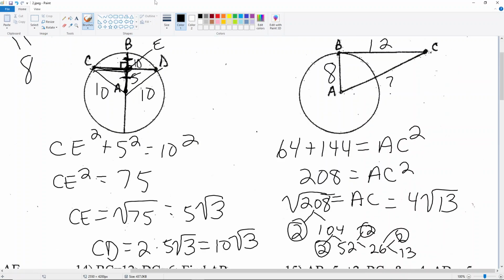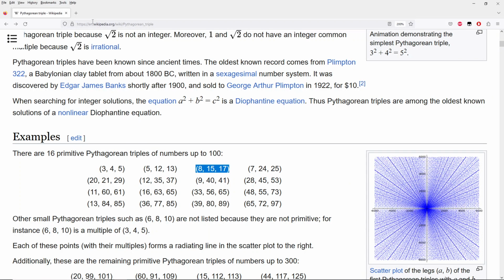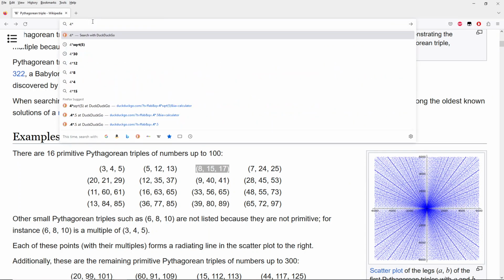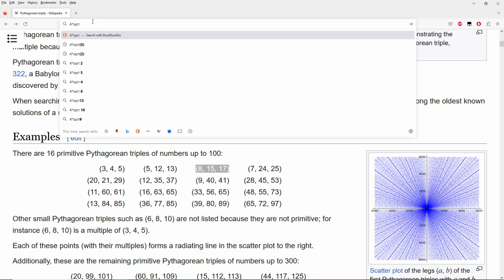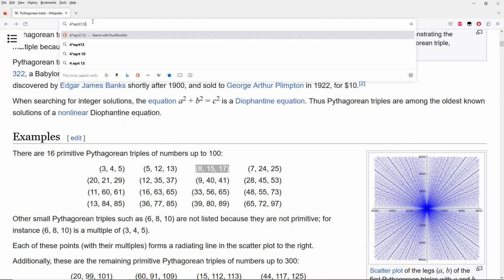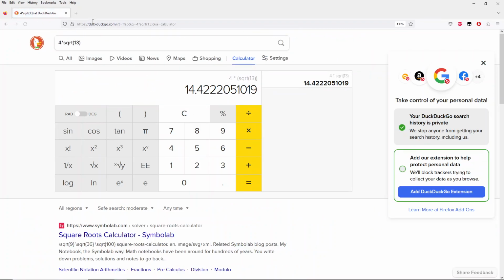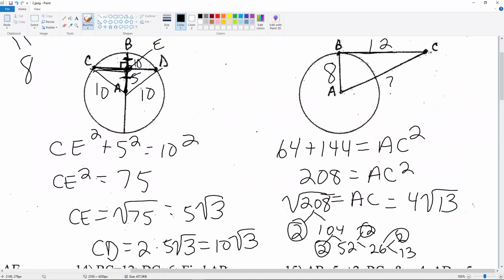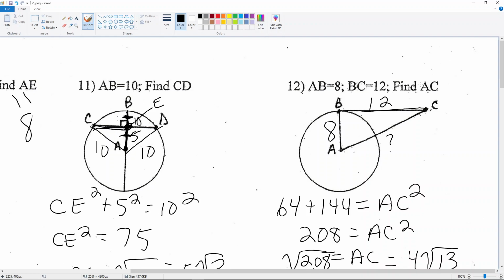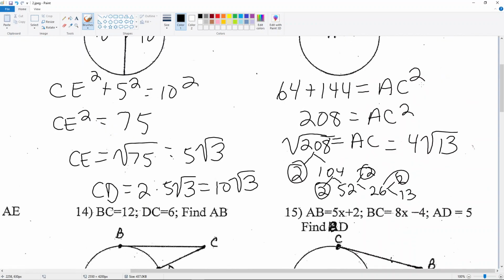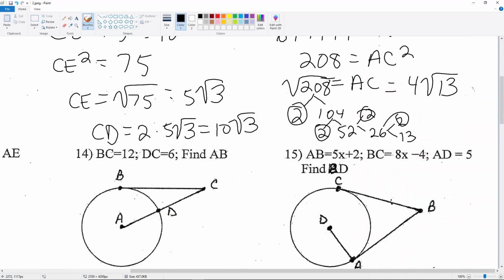Okay, what is 4 times square root of 13? It is about 14.4. I just wanted to make sure it was bigger than 12, which it is. All right, so that's how you get that one. Did I find the right thing there? AC. Yes, I did. Okay, next one.